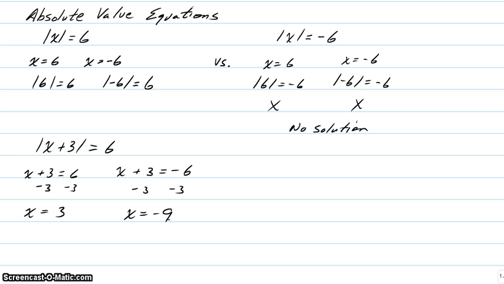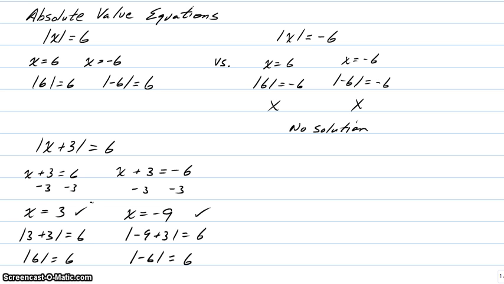Now let's just see if this makes any sense. When I go to do the check, I can say 3 plus 3. I want to know if the absolute value of that equals 6. Well, that's a true statement. Or when I plug in negative 9 here, negative 9 plus 3, that's where I get the absolute value of negative 6, which is also 6. So both of these solutions work.